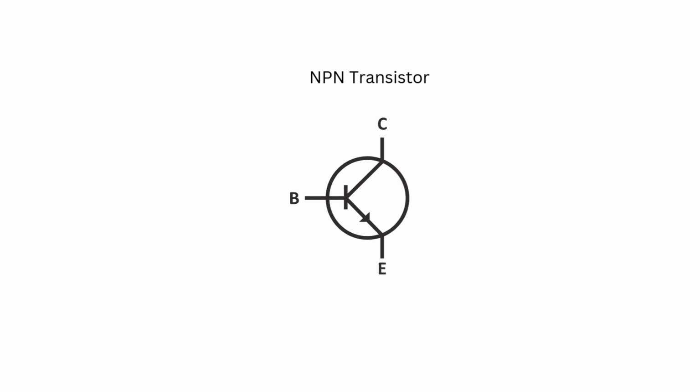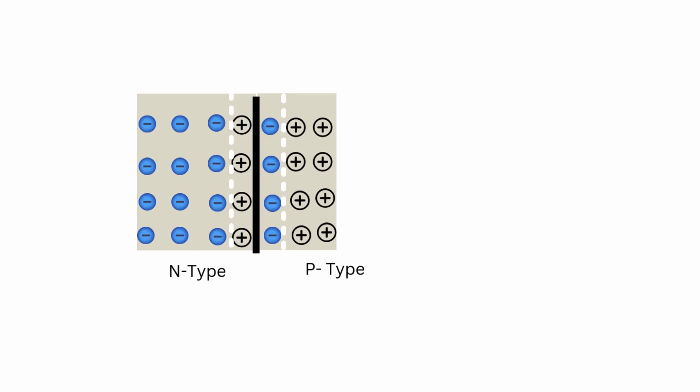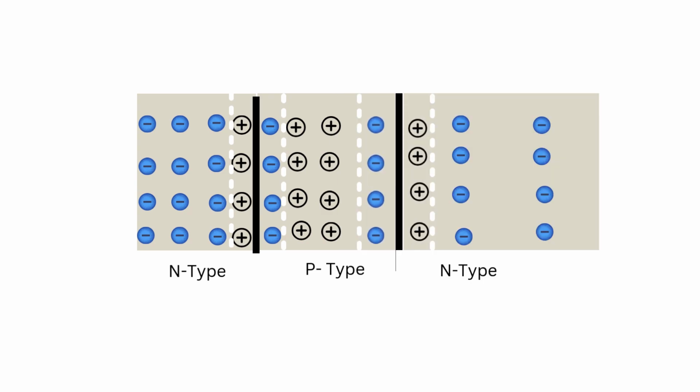Now, let's look at the NPN transistor. This one is just the opposite. We take N-type material, place a P-type material in the middle, and then sandwich another N-type material on the other side.